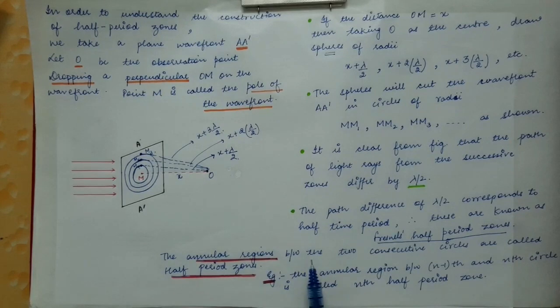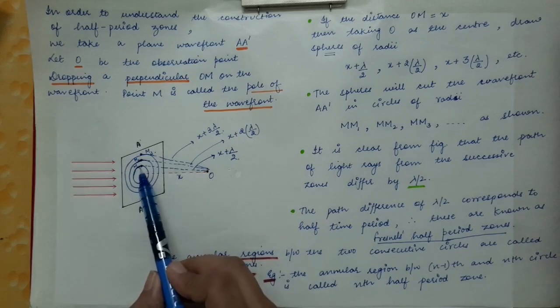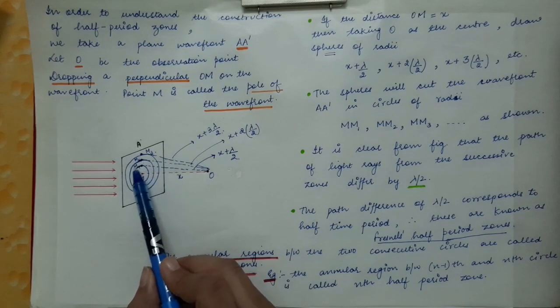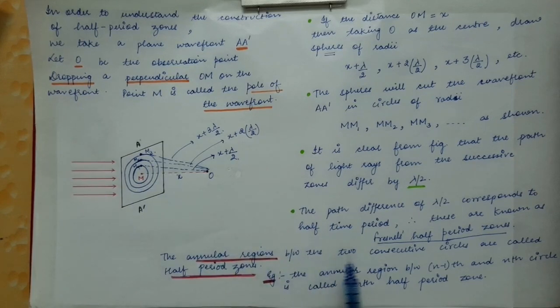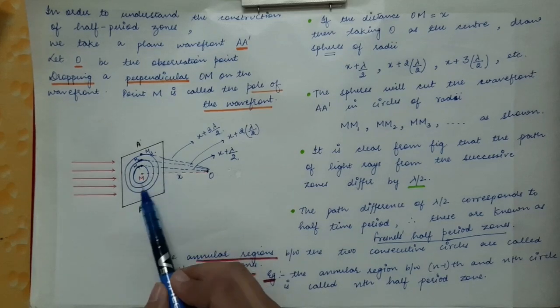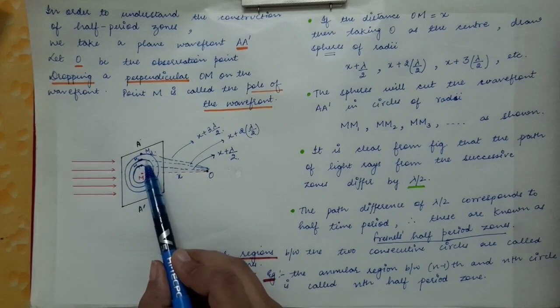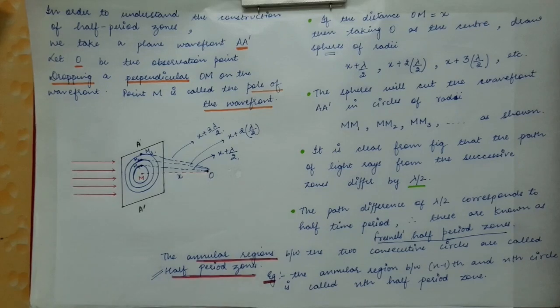The annular regions between two consecutive circles, for example the region between the circles m1 and m2, will be an annular region. Similarly, the region between the m2 and m3 circles will also be an annular region. These annular regions between two consecutive circles are called half period zones. So this is the definition of a half period zone.